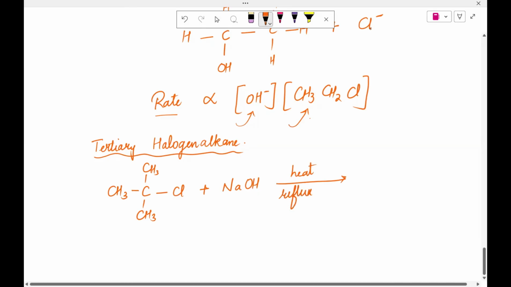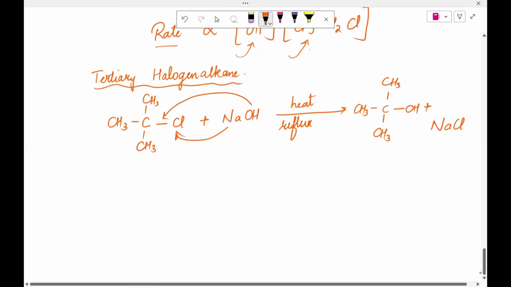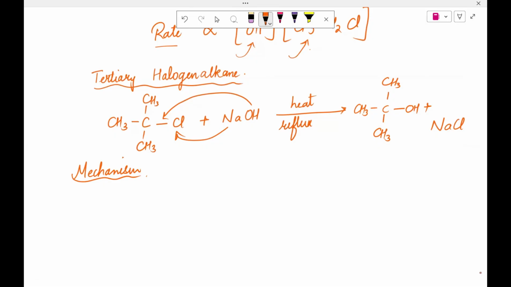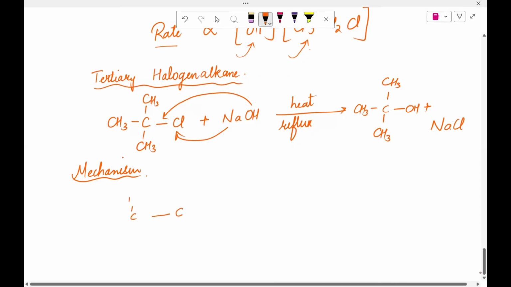And what is going to happen? This OH would come to this place and Na would react with this one. So it is going to form like this. This is a general kind of reaction, and let's discuss its mechanism. Now, you can see what is going to happen here. This is carbon, and let's draw its complete structure like this.